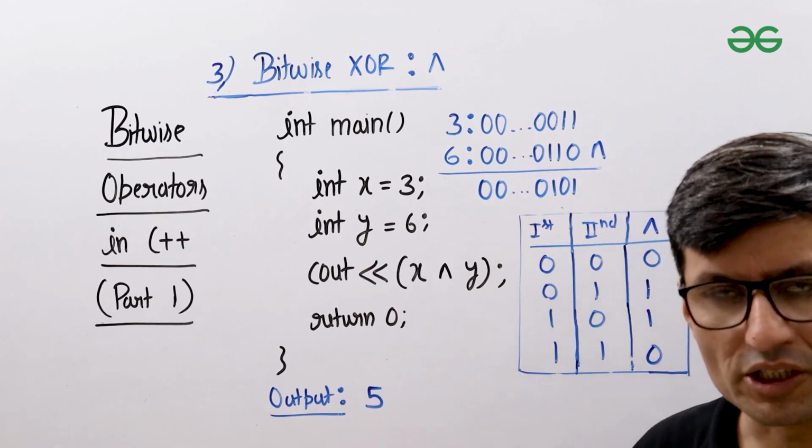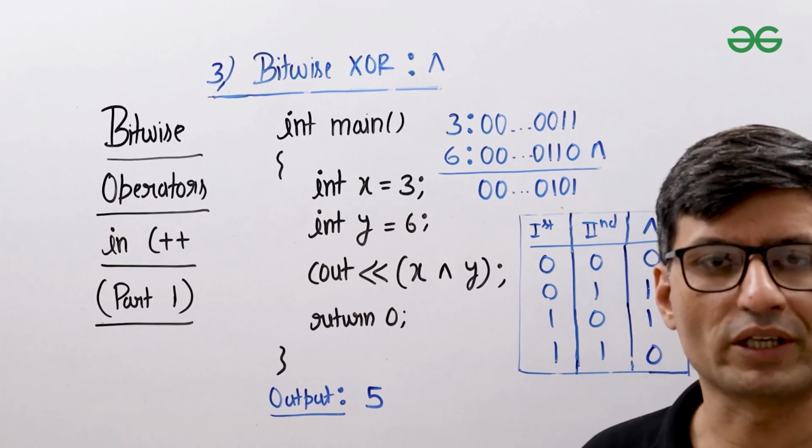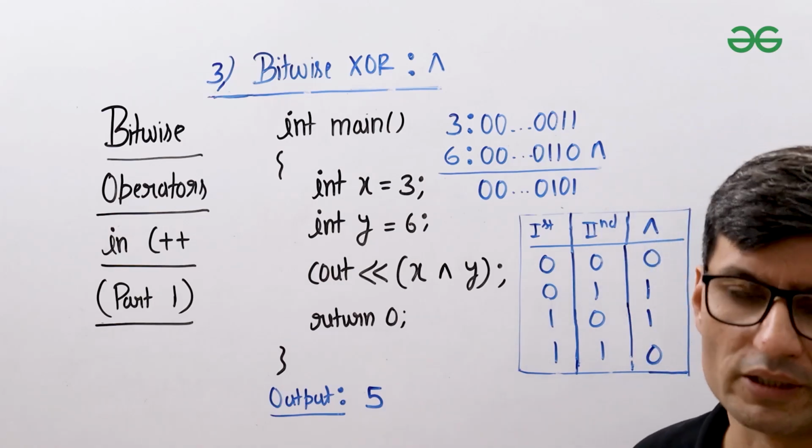So these are the first 3 bitwise operators. In the next video, we are going to talk about the next 3 bitwise operators in C++.